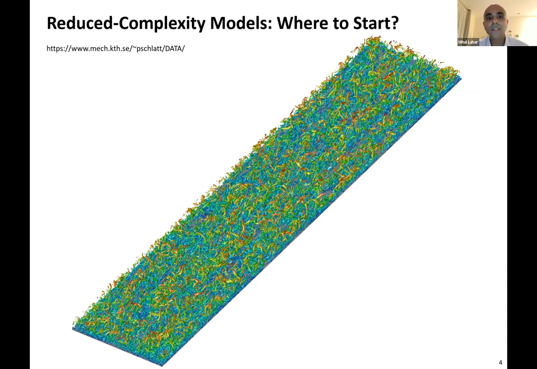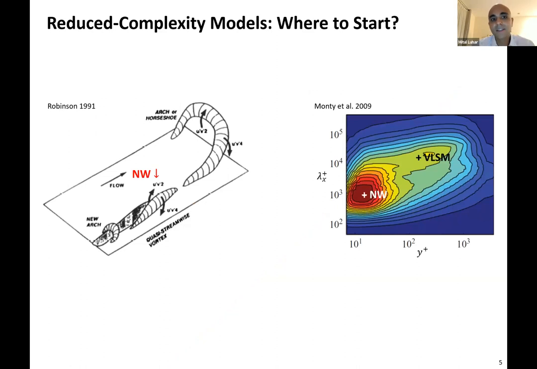So if we are to develop these reduced complexity models, and we're looking at broadbanded nonlinear turbulent flows, the question then arises, where do we start? How do we go about looking at this complex flow field that is nonlinear, that has a range of time and length scales? How do we come up with reduced complexity models to account for all of this complicated flow physics? Well, it turns out that despite the broadbanded nature of wall-bounded turbulent flows, there is some underlying coherence.